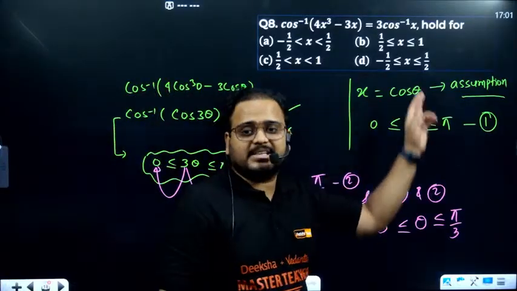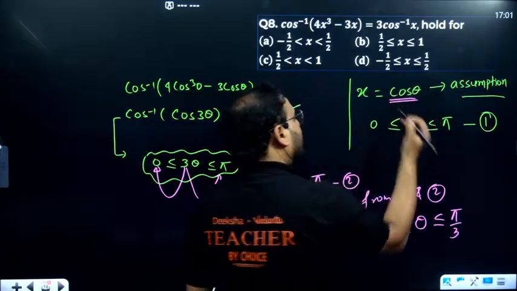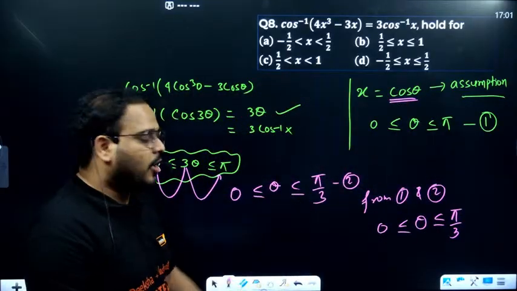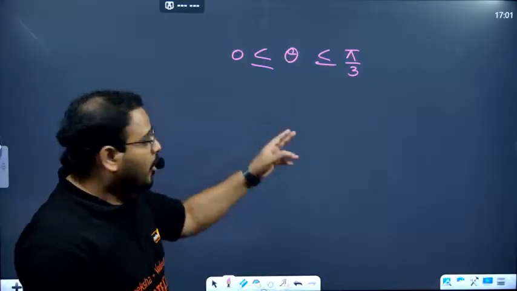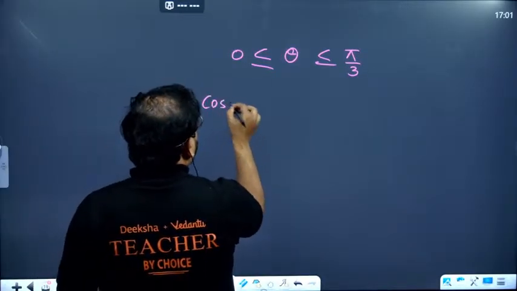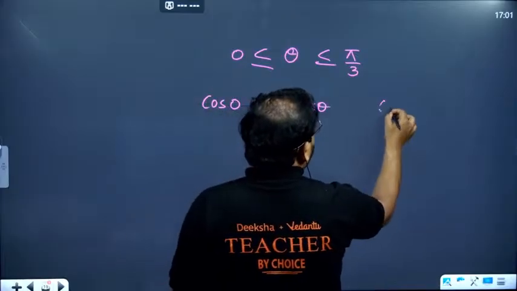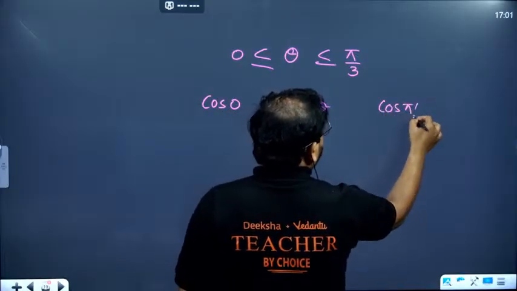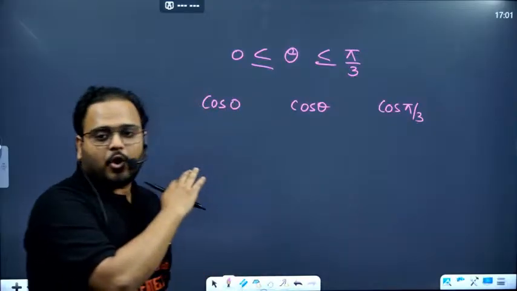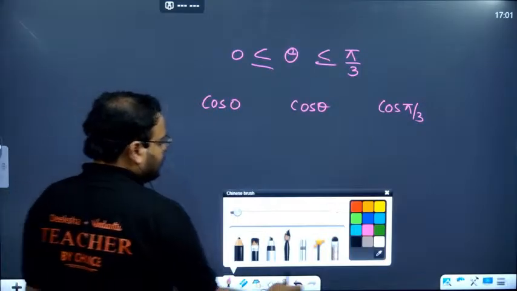They're asking for x. How would you get x over here? From cos. I have to apply cos on theta. When I apply cos on theta, everywhere this will become cos 0, this will become cos theta, and this will become cos pi by 3. What I've done is taking cos across the inequality. Okay, sir, good, great, superb.